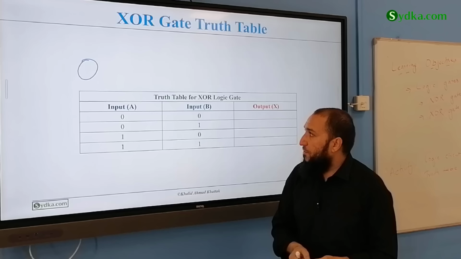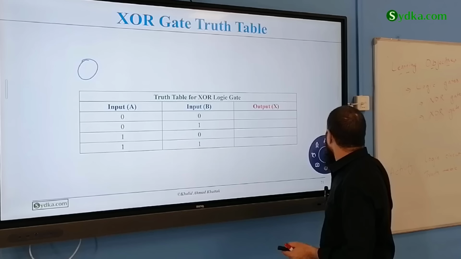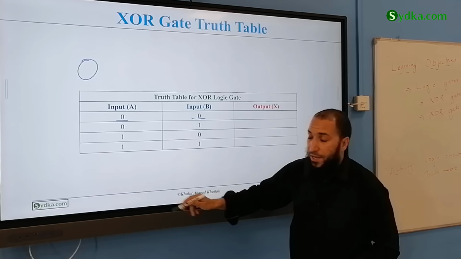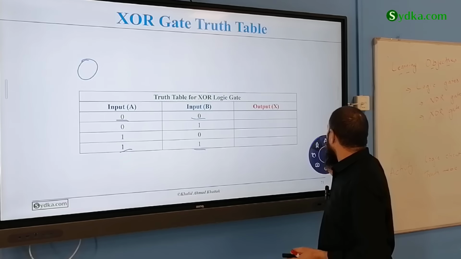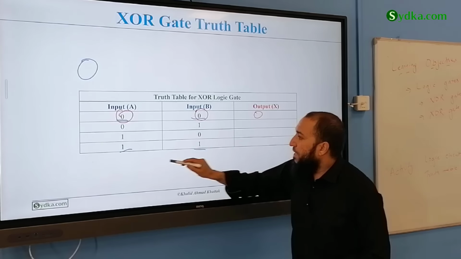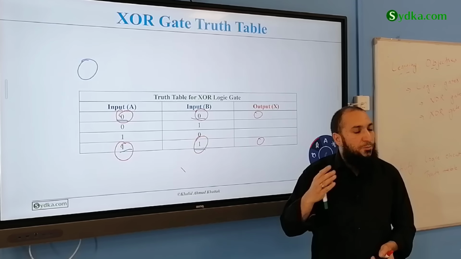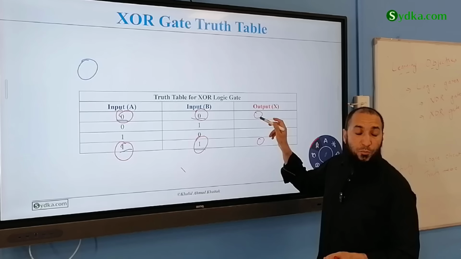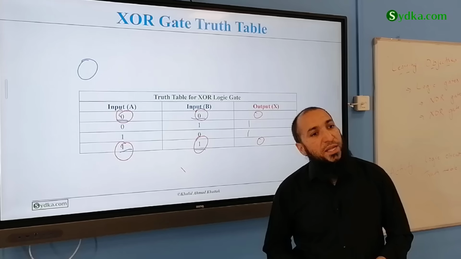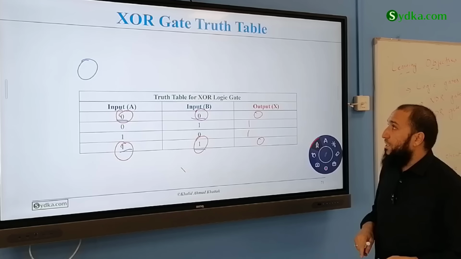Let me take you to the table first. Notice here we have 0 and 0. If both values are the same, and here we have 1 and 1. This is going to give us 0. 1 and 1 is going to give us 0 as well. So when both inputs are the same, we get the output as 0. If one of them is different, then we get 1. That's the definition of an exclusive OR. Only one of them has to be 0 and the other one has to be 1.